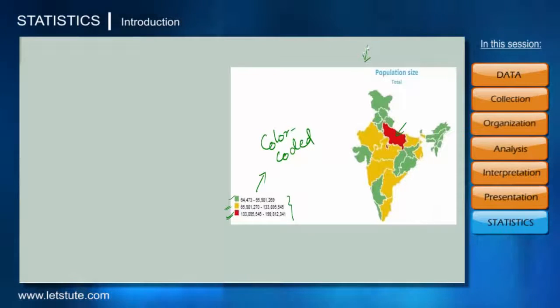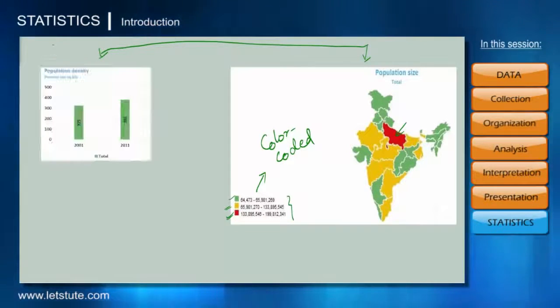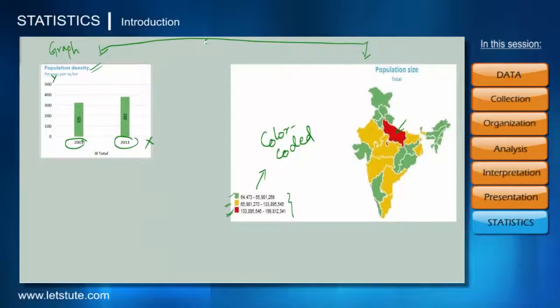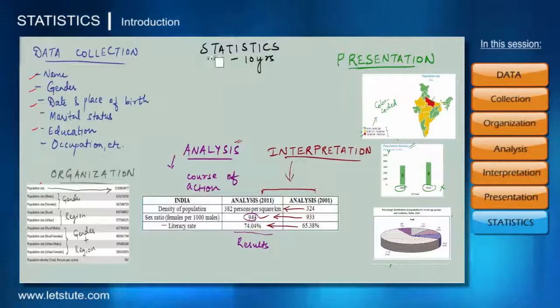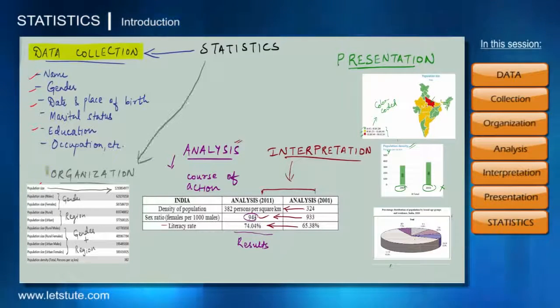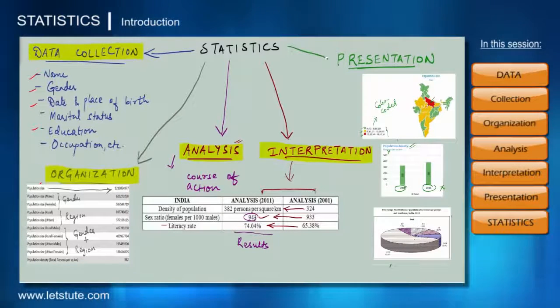This was one of the methods of presentation. There are many other ways of presenting data. One such method is by drawing a graph. The other method is by drawing a pie chart. So, in short, statistics is the study which involves collection, organization, analysis, interpretation, and presentation of data.